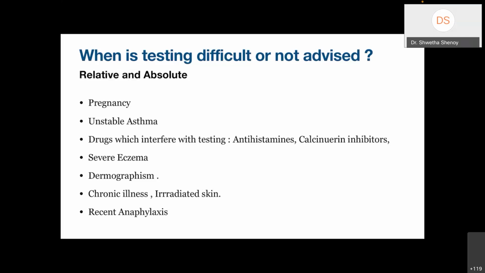Chronic illness, irradiated skin, it behaves in a non-standardized manner, so it becomes difficult to interpret. Also, recent anaphylaxis is a contraindication, not because they might have another anaphylaxis, it's because there has been such widespread mast cell degranulation that the intended allergen might not give that response that we want to see on the hand.